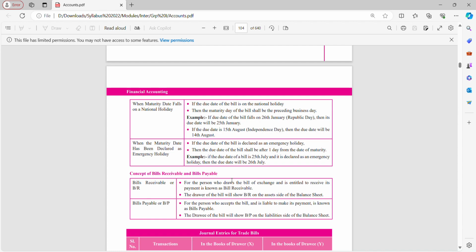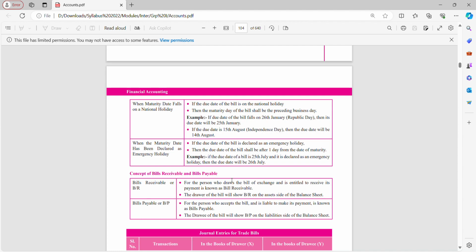When maturity date falls on a national holiday, say 2nd October or 26th Jan, if the due date of bill is on national holiday, then the maturity day of the bill shall be the preceding business day. I know that bill will fall due on national holiday, that is 26th Jan, then what you can do is make payment on 25th Jan. Okay, one day prior.